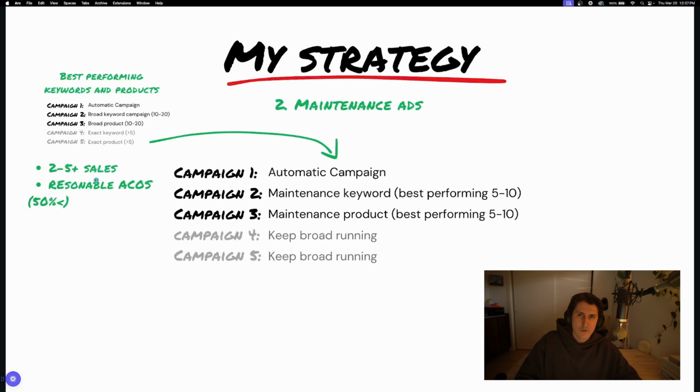And the best performing keywords are anything that have around 2 to 5 sales plus with a reasonable ACoS, so anywhere from 50% or less. Even a bit more is okay because if our book is discounted, their ads won't be very profitable, so our ACoS will be higher.